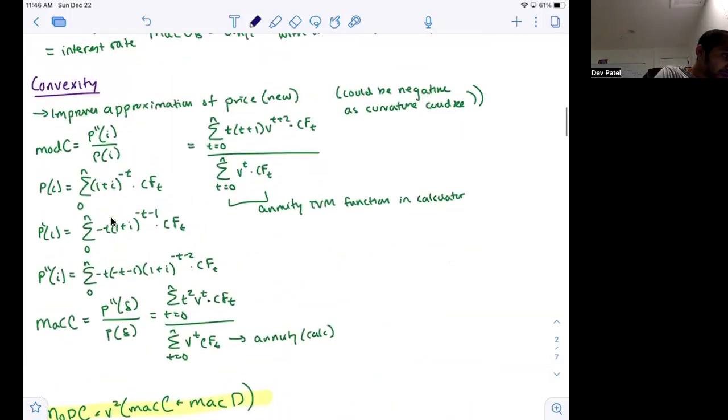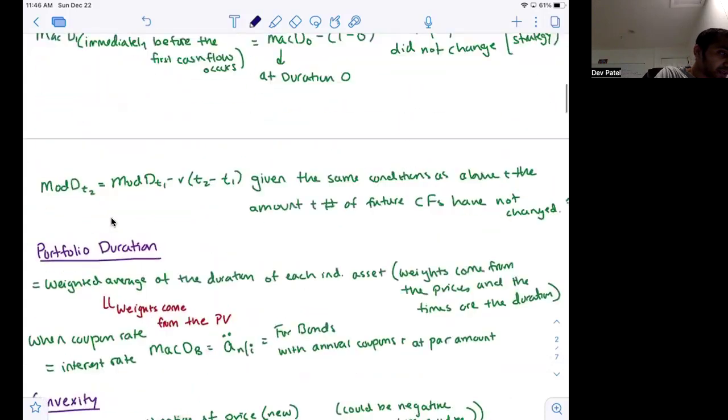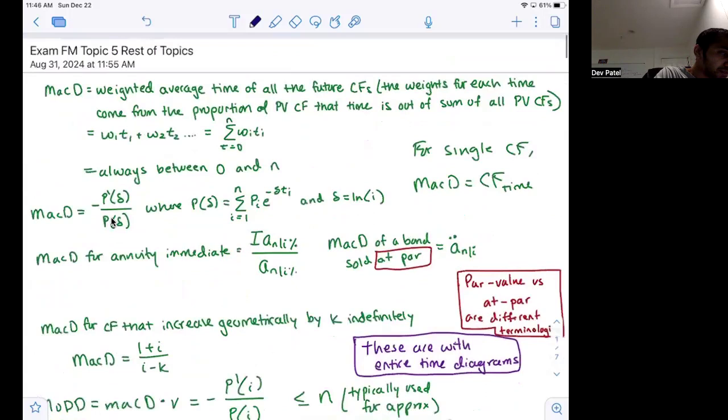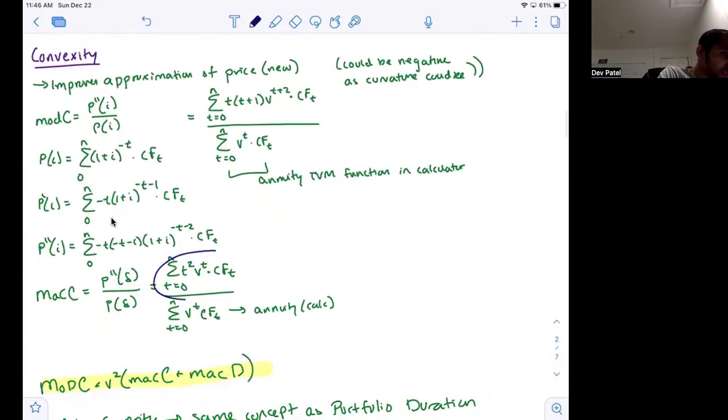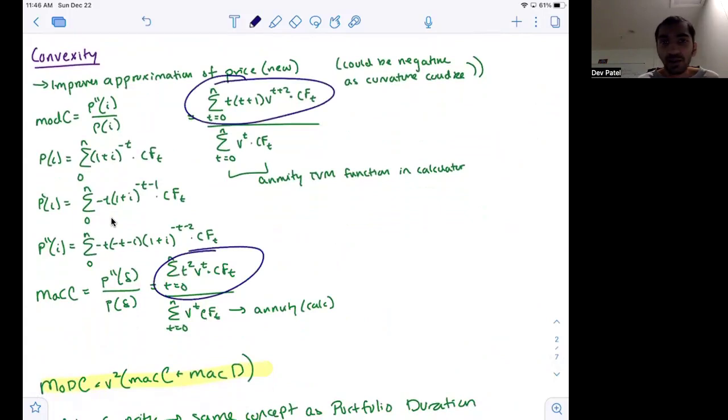A lot of times you're probably not going to directly calculate Mac C, as we noted here above. Mac C refers to this, and mod C refers to this. It's very rare that you're going to actually need to use these to do the calculations. You're probably going to use this formula a lot, and a lot of the derivative operations to calculate mod C.